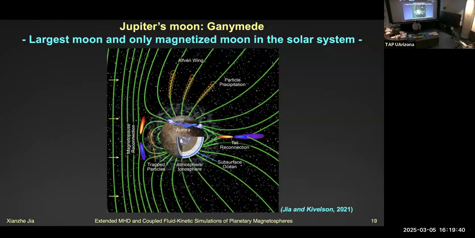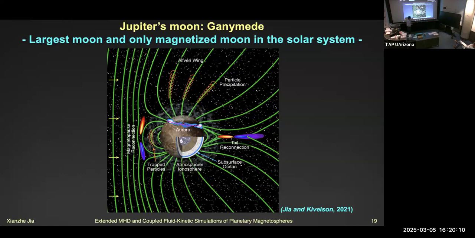Okay. Now I only have about 5 minutes to talk about this part of my talk, and that is Ganymede, a moon that shares a lot of similarities with Mercury in the sense that it's similar in size, but even larger than the planet Mercury. It's the largest moon in our solar system, and is the only moon that we know that has an intrinsic magnetic field. So its internal field is even stronger than Mercury's.